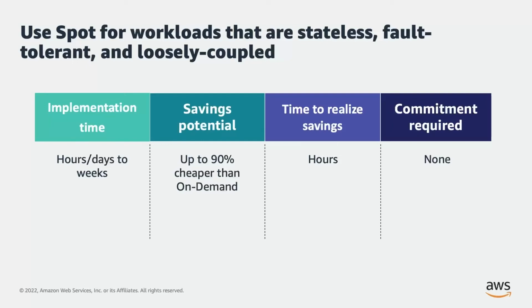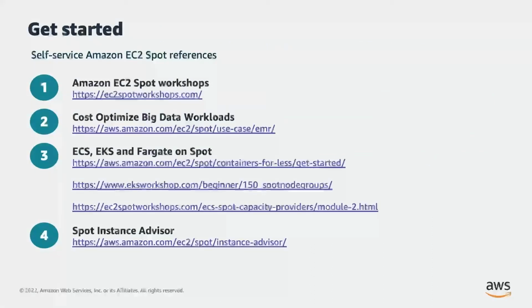Spot Instance prices are set by Amazon EC2, and they adjust gradually based on long-term trends in supply and demand for the Spot Instance capacity. If you implement Spot now, you can start realizing the savings now, and again, no commitment is required. Here are just some self-service practical references that will help you accelerate your adoption of Spot today.